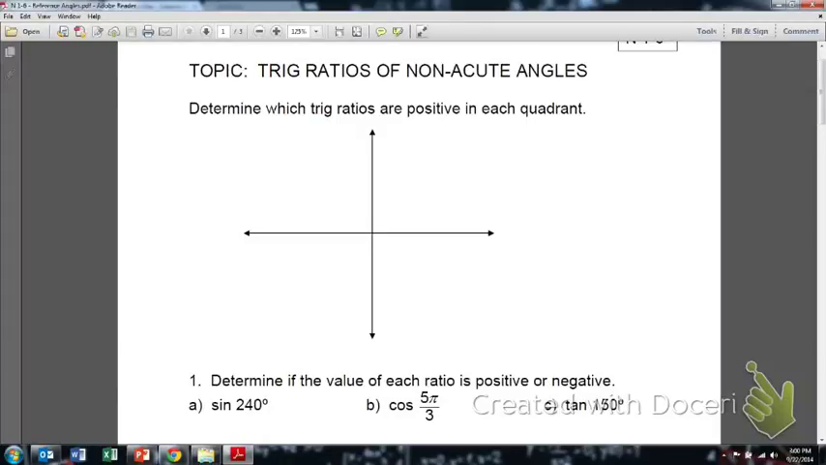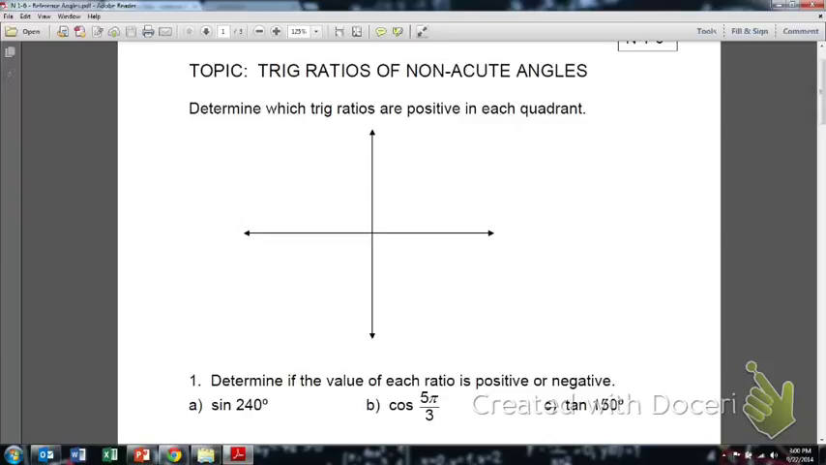Okay, so now we're going to expand what we learned about the angles in the first quadrant and their trig ratios to the other quadrants. So the first thing we're going to talk about is the signs, because basically what we're going to do is use reference angles and then what we know about the signs of each of the ratios in each quadrant to find the ratios for the angles in the other quadrants.